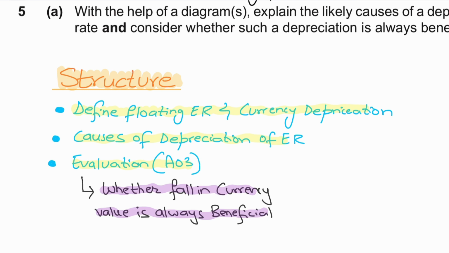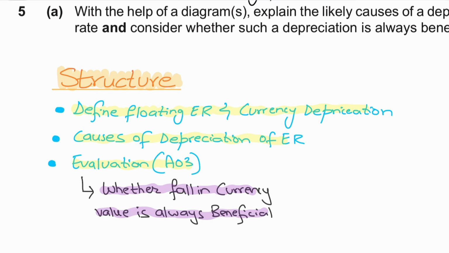You'll say that a currency depreciation refers to a decrease in the value of one currency against another currency in a floating exchange rate system. So when the value of one currency is going down against the other currency, it means that more units of the depreciating currency are needed to purchase a single unit of the other currency, right?